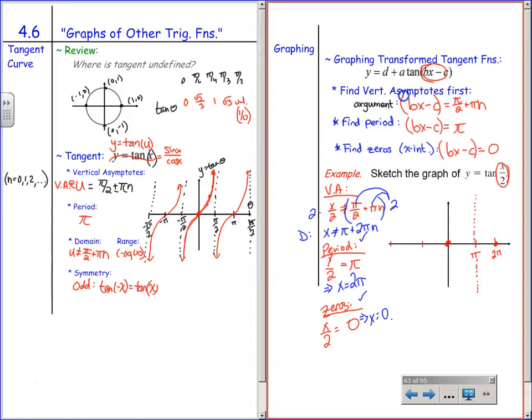1 pi. I have to go to get to my next vertical asymptote. So I'm going to go 2 pi, so there's 2 pi. That's going to land me at 3 pi. And then I'm going to go backward. That's going to land me at negative pi.